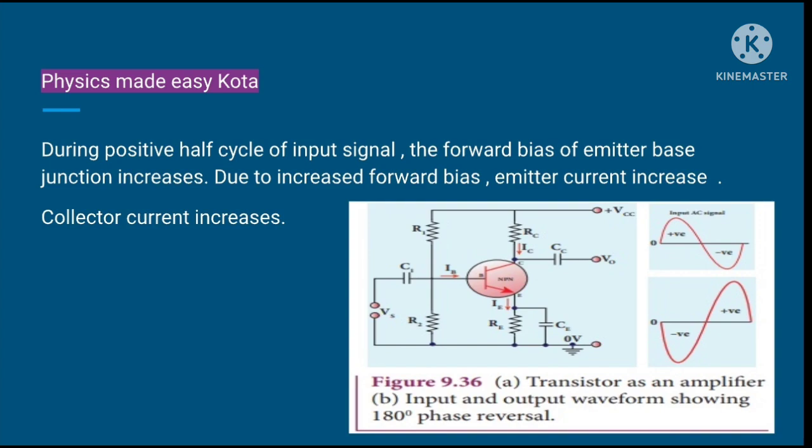So since in a common emitter amplifier the output voltage decreases with increasing input signal and increases with decreasing input signal, both the input and the output are out of phase. In other words, we can say that they have a phase difference of 180 degrees, or pi, between the input and output signal.